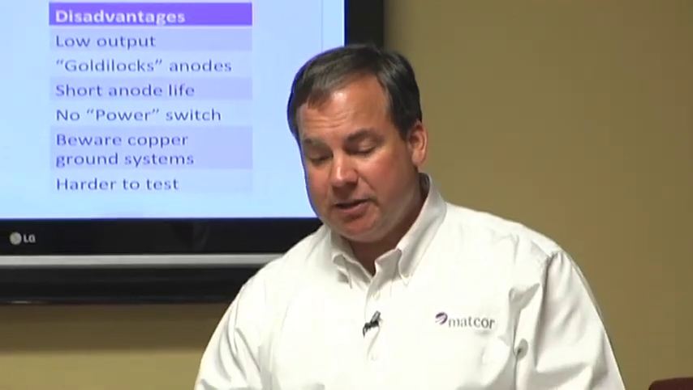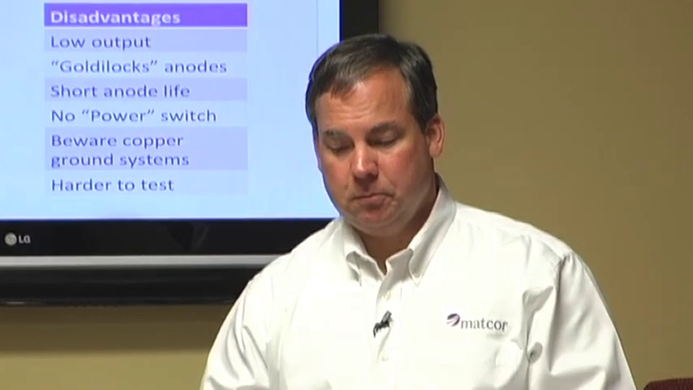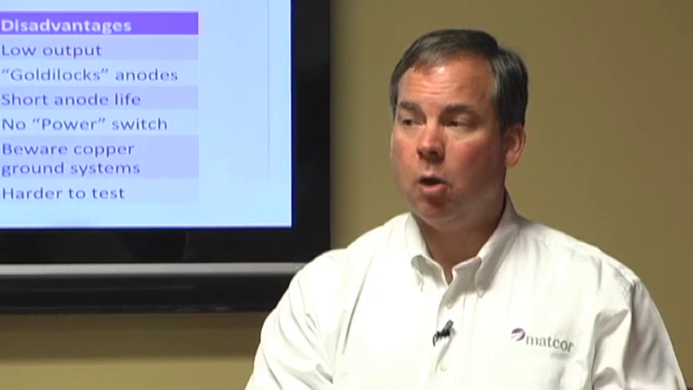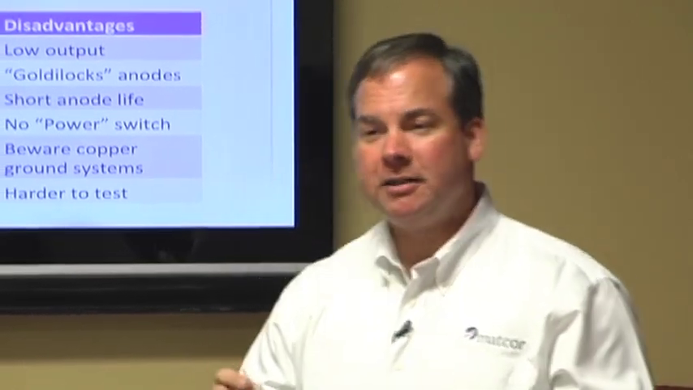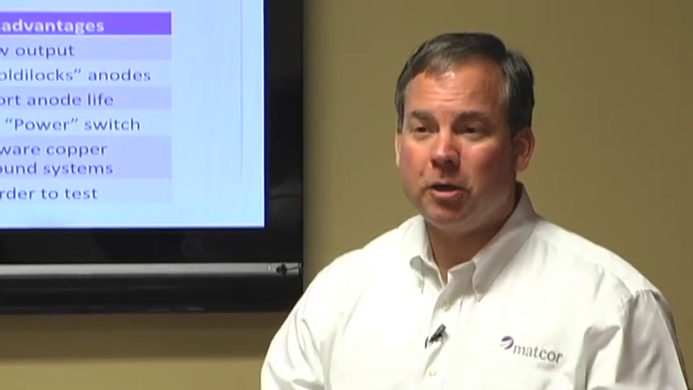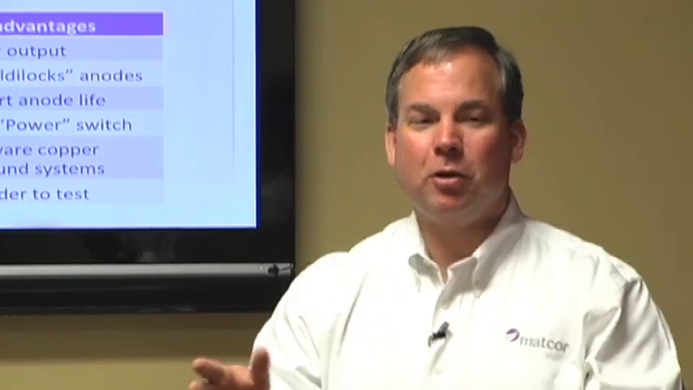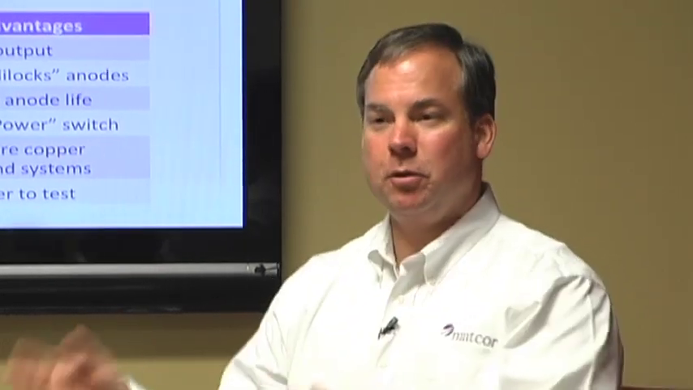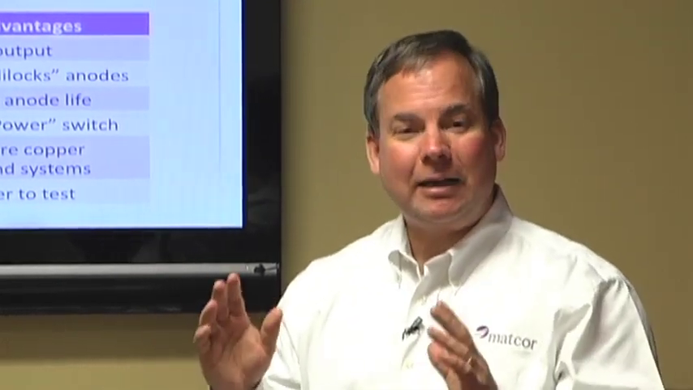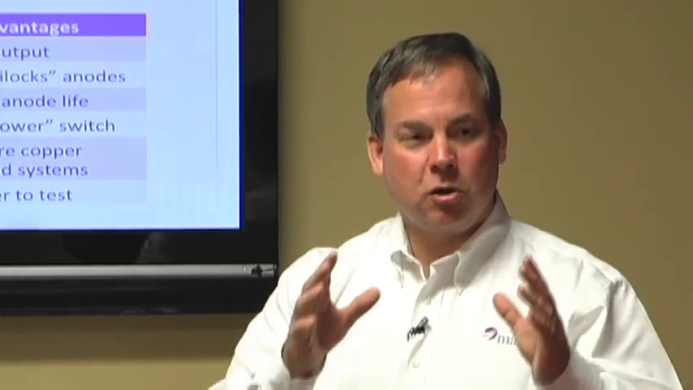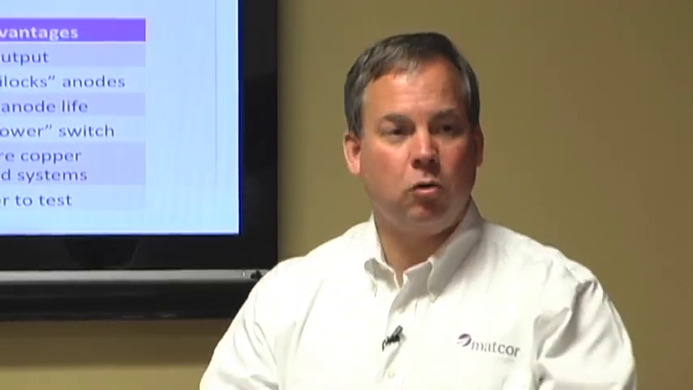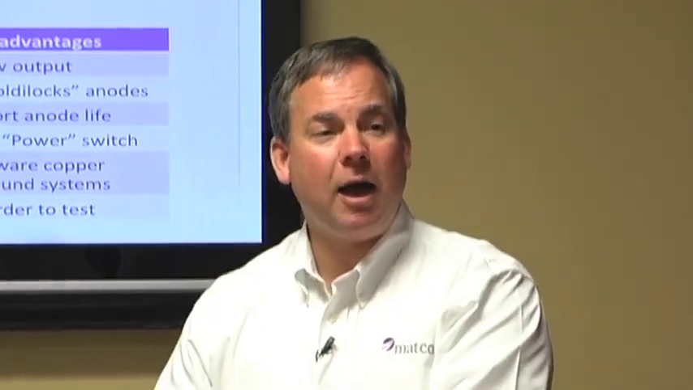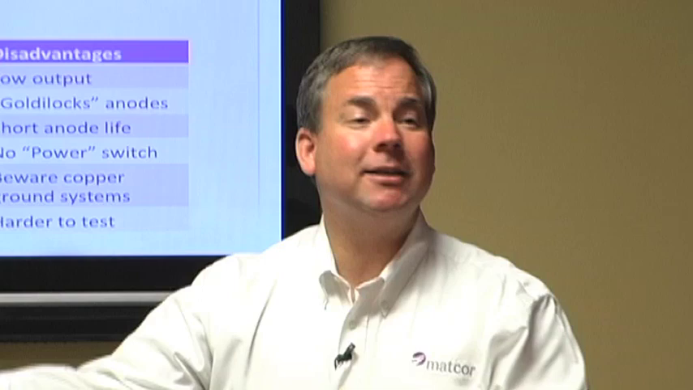The disadvantages of galvanic anodes: very low output, small driving force, low output. I call them Goldilocks anodes. They only work when, remember the Goldilocks story, the porridge is too hot, the porridge is too cold? Galvanic anodes only work when the circumstances line up perfectly. If the soil resistivity is too low, meaning the current's going to flow too fast, those anodes will consume too fast. If the resistivity is too high, you're not going to get enough current off of them to protect anything.